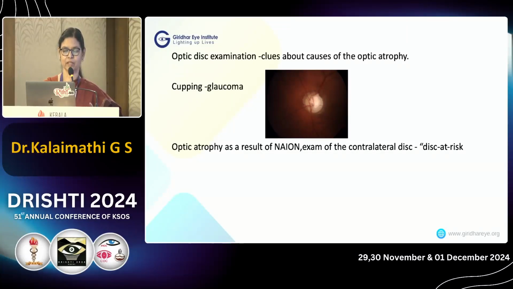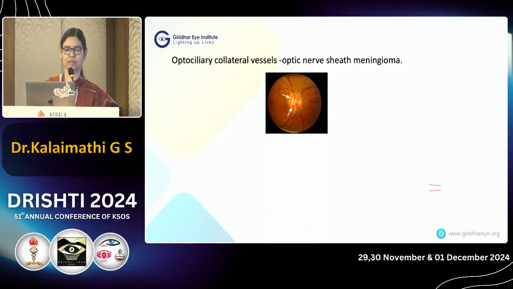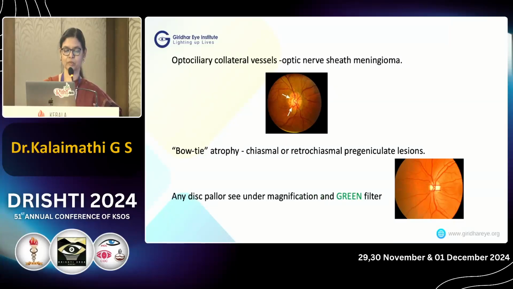For example, if the other eye optic disc is small and a cupless disc, then we have to think in terms of AION in the affected eye. If there are optociliary collateral vessels, then we have to think in terms of optic nerve sheath meningioma. And if it is a bow tie atrophy, then we have to think in terms of chiasmal lesions. So, in any case of disc pallor, you have to examine under magnification and under green filter.